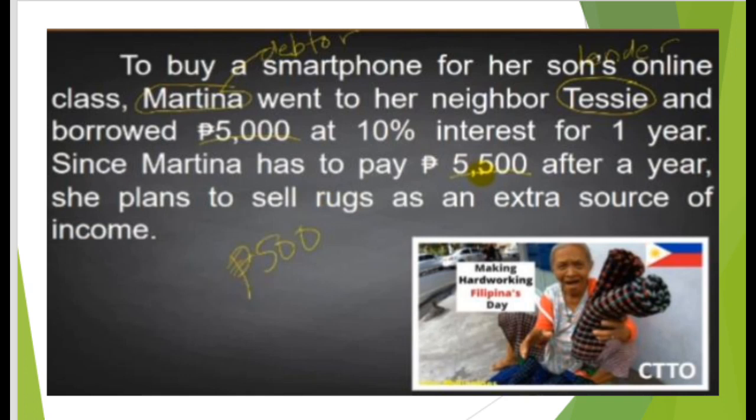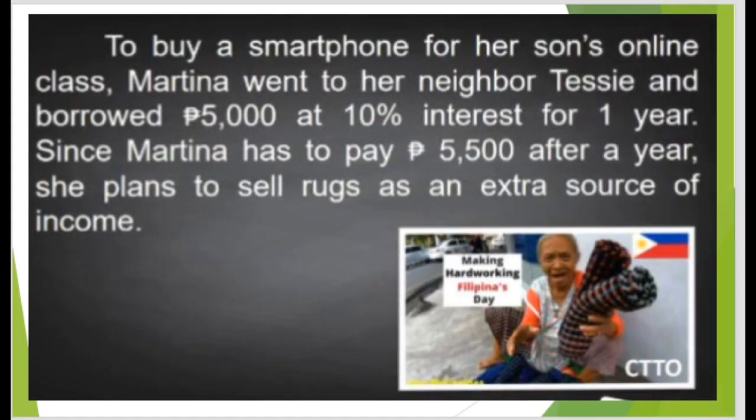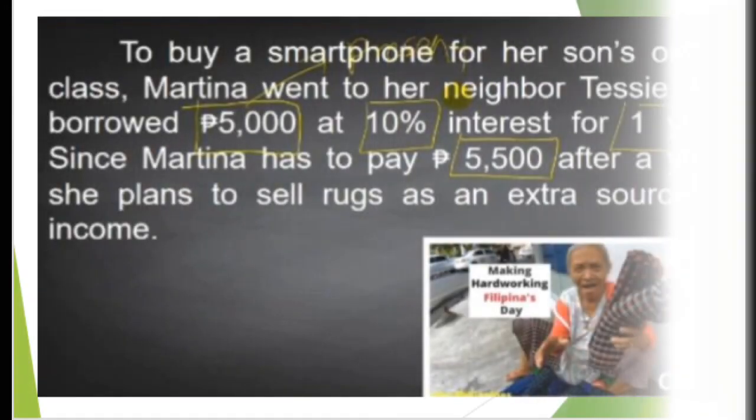The interest is the payment for the use of borrowed money. So, since Martina borrowed 5,000 pesos from Tessie, she paid rather 5,500 pesos. So, the interest in this case is 500 pesos. You can get it by subtracting 5,000 from 5,500. The capital or sum of money invested is called the principal. In this example, the principal is 5,000 pesos.